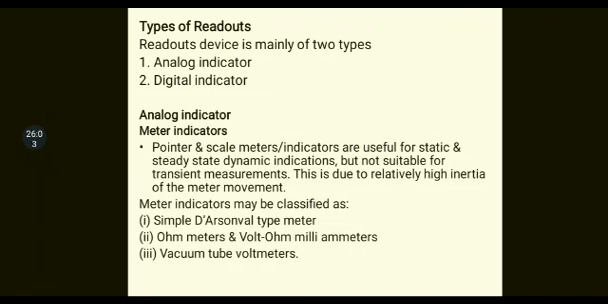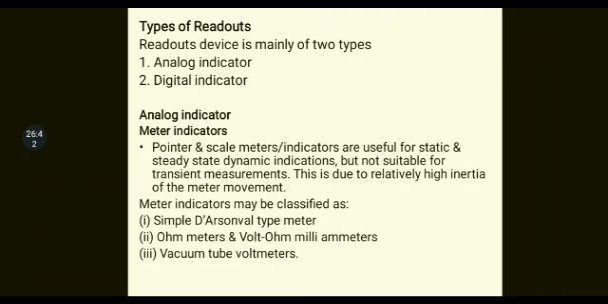This is due to the relatively high inertia of the meter movement. The meter has a movement: a mechanical linkage, springs, gears and so on. It's a system, so the system will have inertia. In order to overcome that inertia, the input signal itself is the initiating factor. So some signal or some energy is consumed in order to overcome that inertia. Hence there is an error. That is why static things are more suitable for these meter indicators.